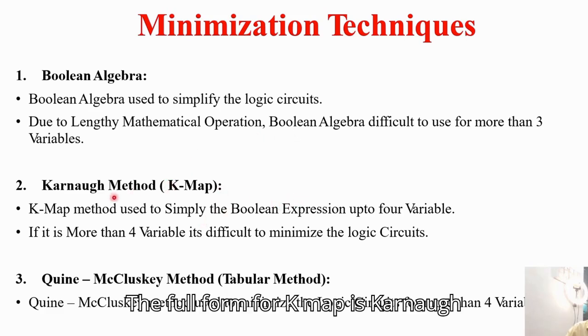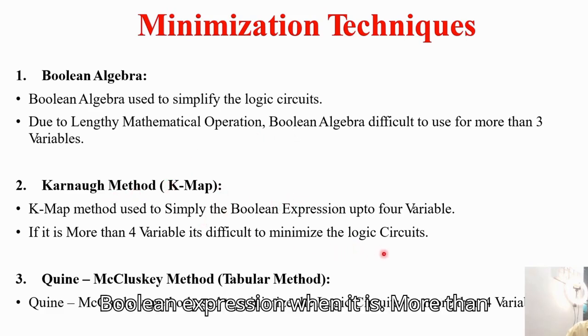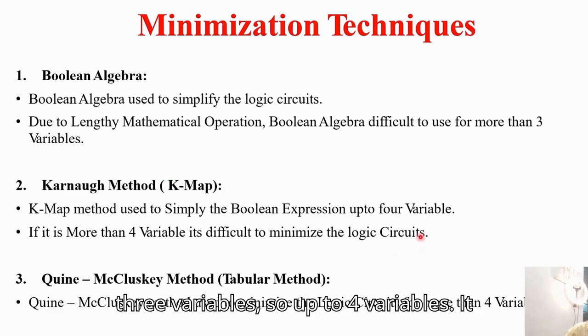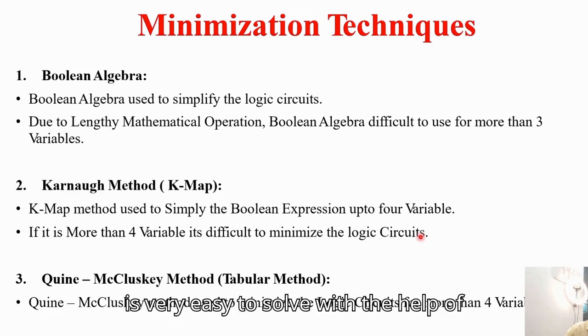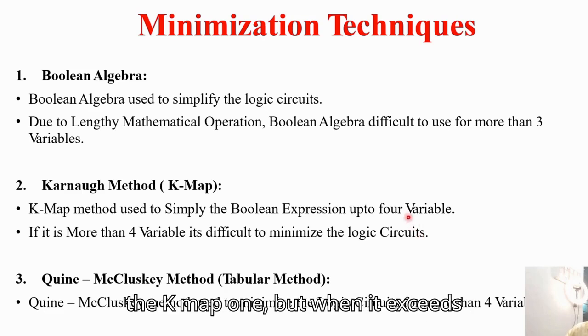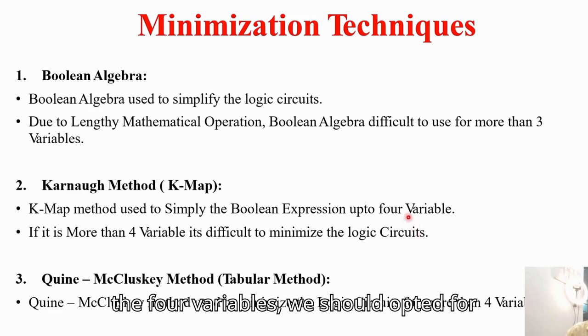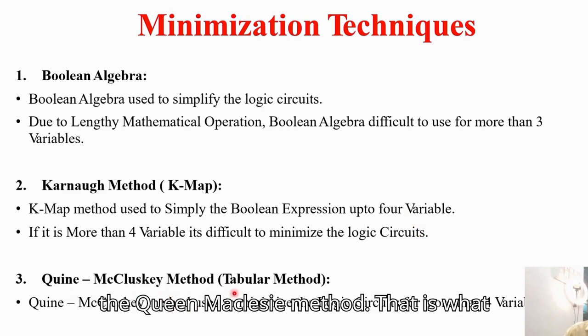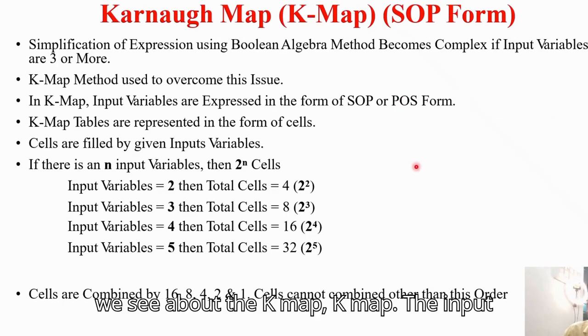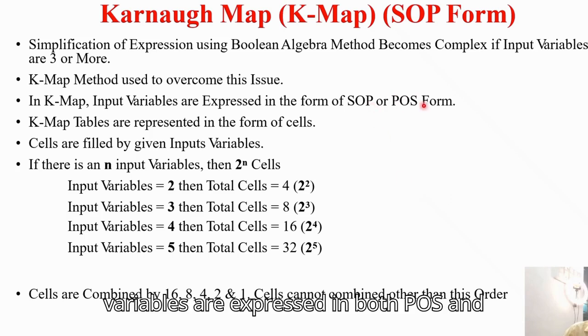K-map, the full form being Karnaugh map. It helps to simplify a Boolean expression when there are more than 3 variables. Up to 4 variables, it is very easy to solve with the help of the K-map. But when it exceeds 4 variables, we should opt for the Quine-McCluskey method. In the K-map, the input variables are expressed in both POS and SOP forms.